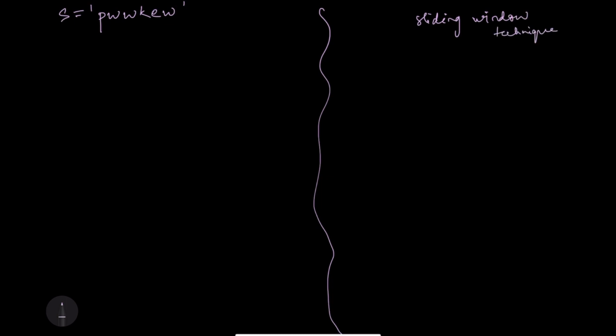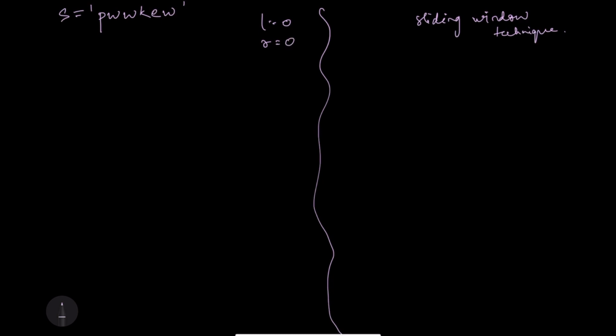Everyone, today we will be solving a Leetcode problem, that is longest substring without repeating characters. We will be solving this using the sliding window technique. And in this technique we would be taking help of two pointers.